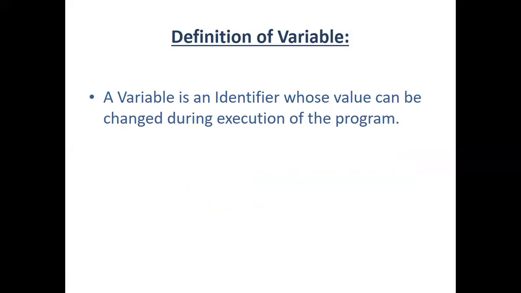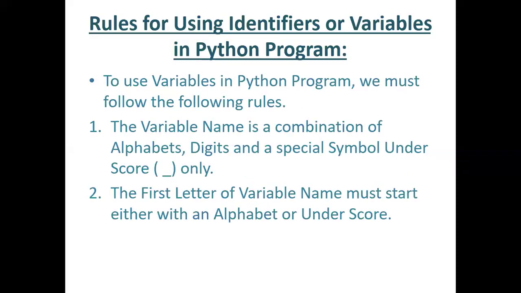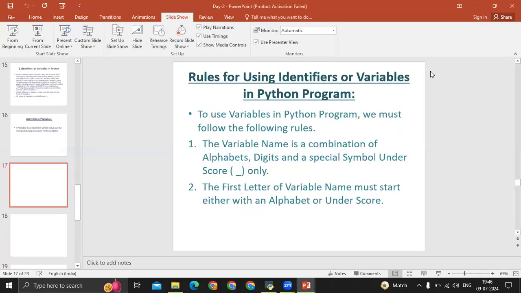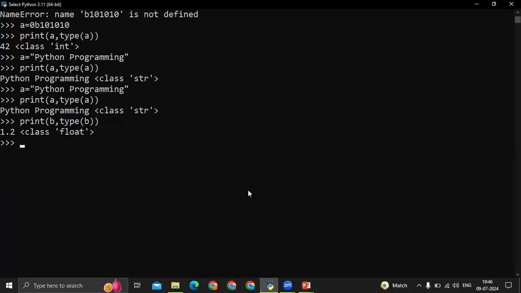Definition of variable. A variable is an identifier whose values can be changed during the execution of the program. Now, there are some rules which we need to follow while using the identifier or variable. The variable is a combination of alphabets, digits, and a special symbol underscore only. The first letter of a variable must start either with an alphabet or with underscore. Nothing else is accepted. Let me show you. I am writing A as a variable, which is acceptable. Why? Because it is an alphabet.